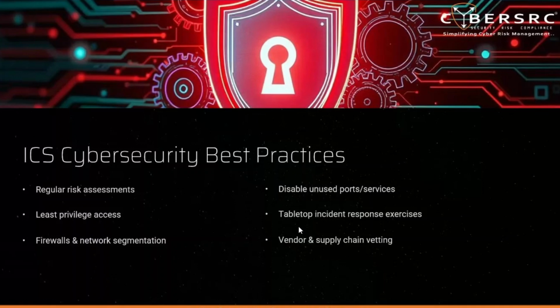Firewalls and network segmentation is of course something that I have highlighted a lot during this webinar. Disabling unused ports and services. We have to reduce the attack surface to a minimum. For that, we ensure that only the ports and services required for the functioning of the architecture are enabled. Tabletop incident response exercises. We have to regularly conduct trainings and exercises for the engineers and operators in the infrastructure so that they are aware of the latest preventive controls and the detection of events that they have to take care of to ensure that the architecture is safe.